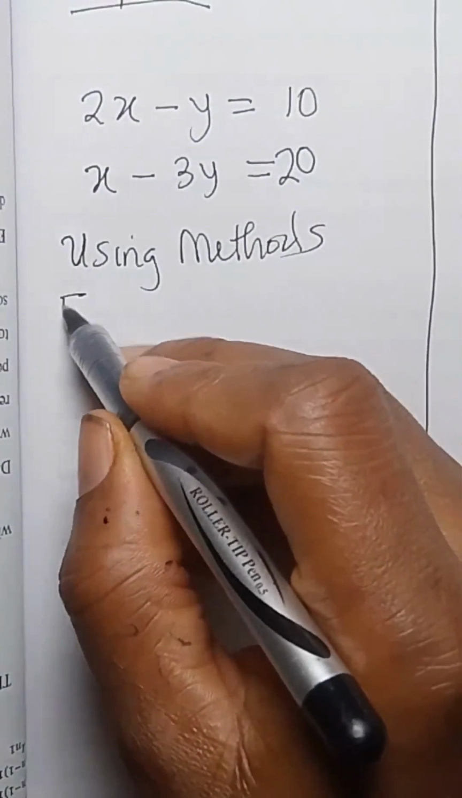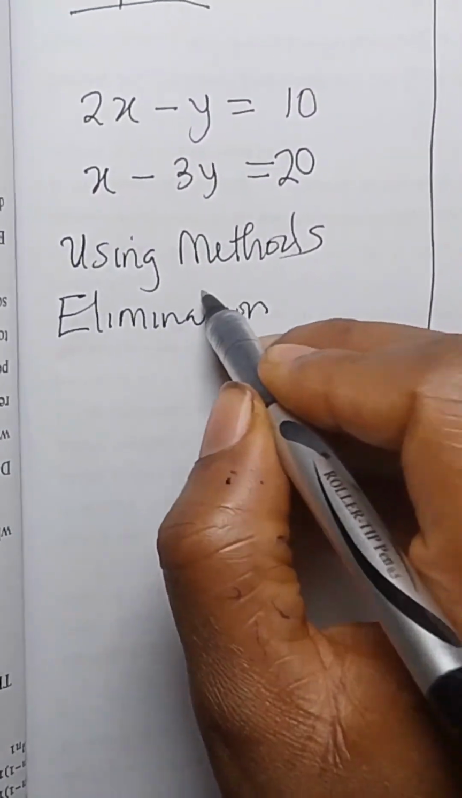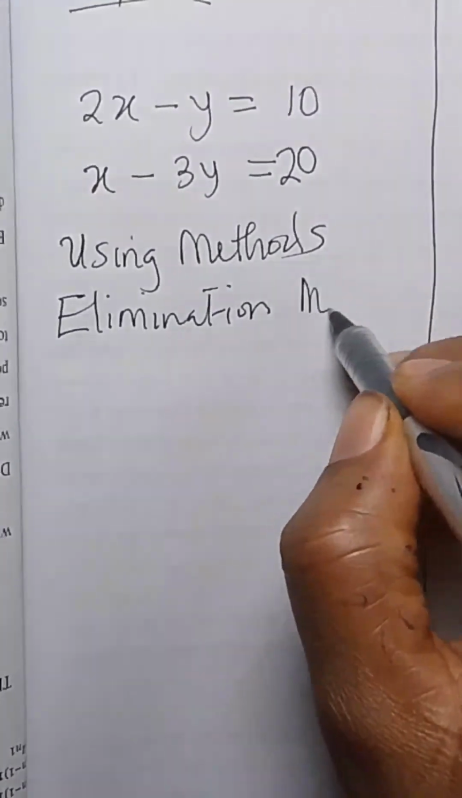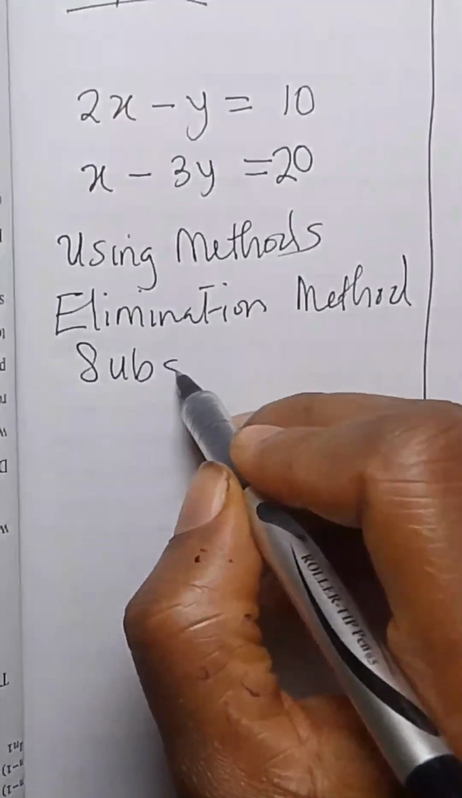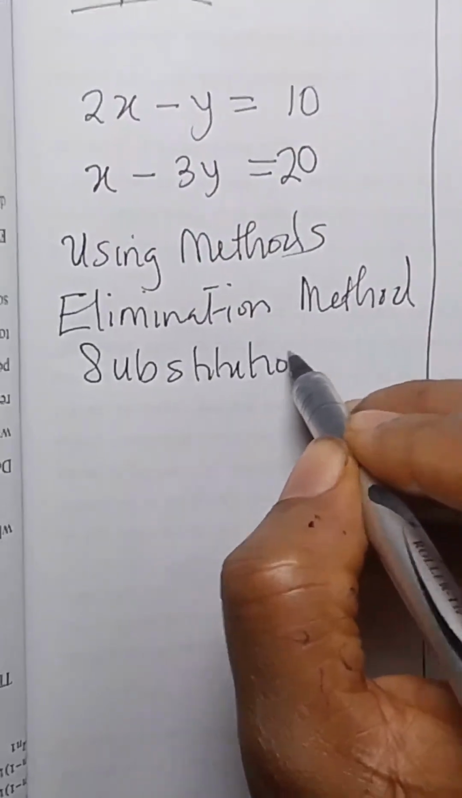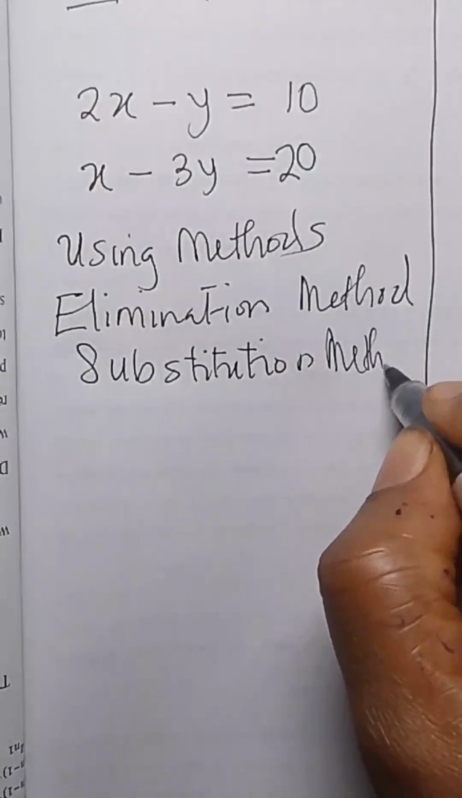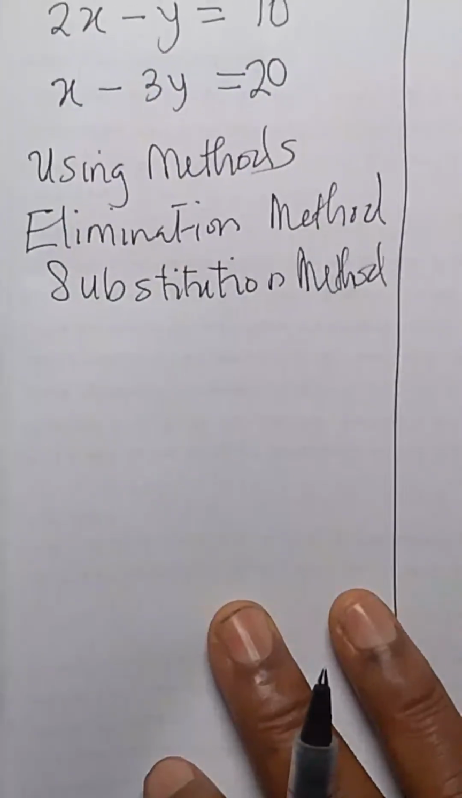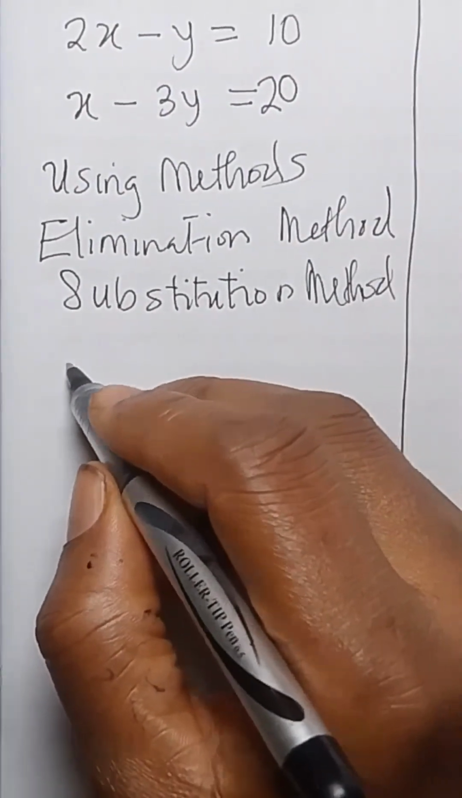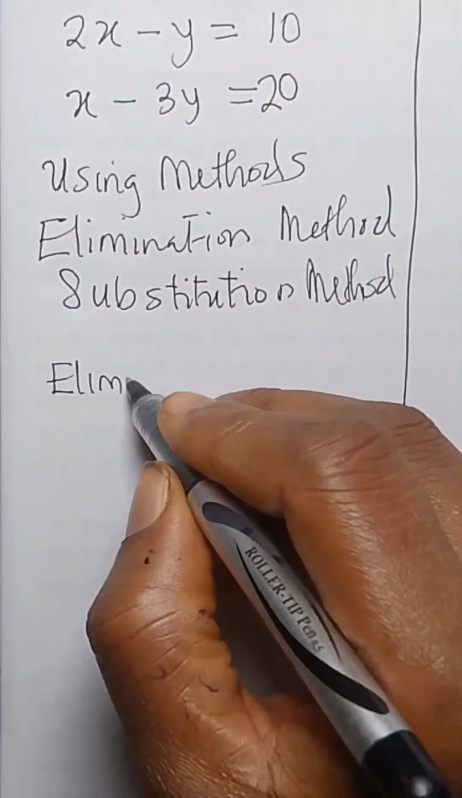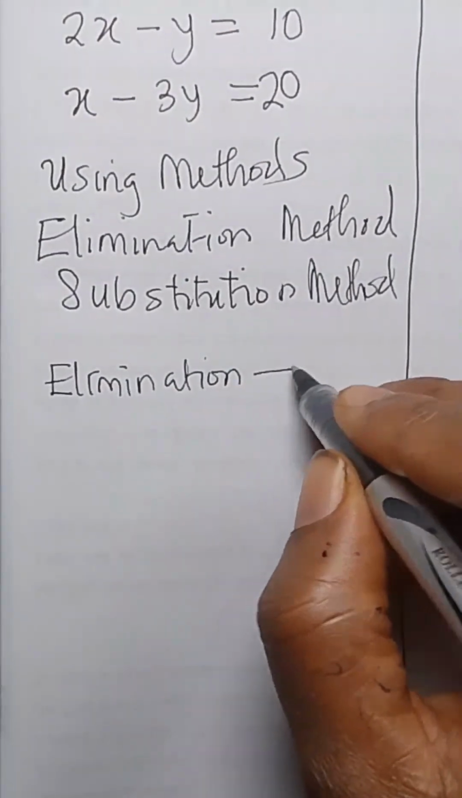We have the elimination method, and we have the substitution method. Now, let's solve it using the elimination method. Elimination method, as the name means, is just to take away.